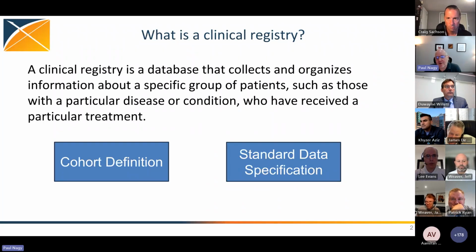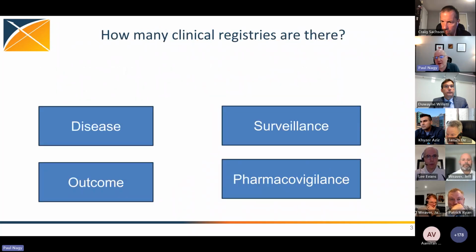But a clinical registry is a perfect place to start for a health system because they have a data specification of what data elements are important to them that they're trying to ask questions about. So I'm a big fan of clinical registries and their ability to help health systems really start their journey with OHDSI. And so with that, I also wanted to know, how many clinical registries are there?